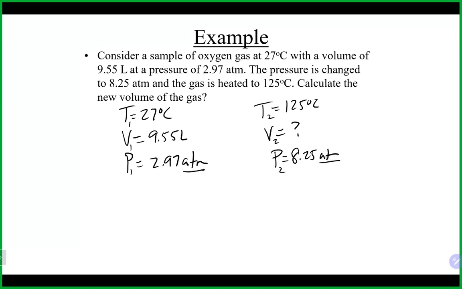Like normal, we need to do our temperature conversion. So we're going to add 273.15 to our 27, which looks like 300.15 Kelvin. We'll obviously also add that to our 125.